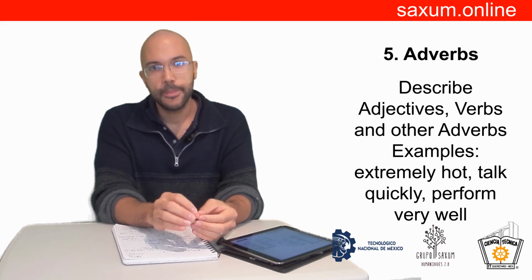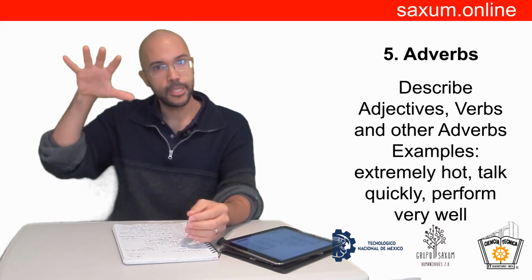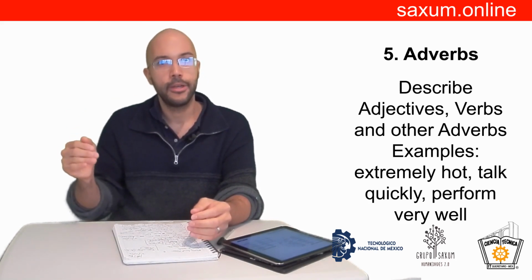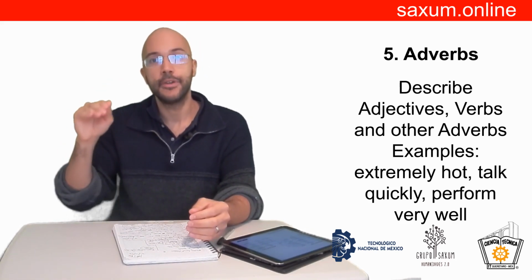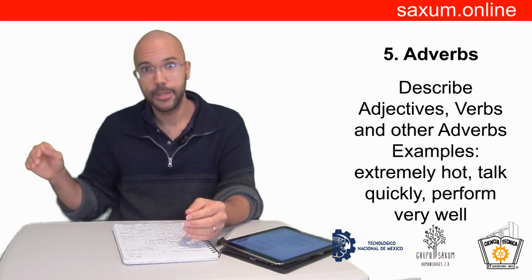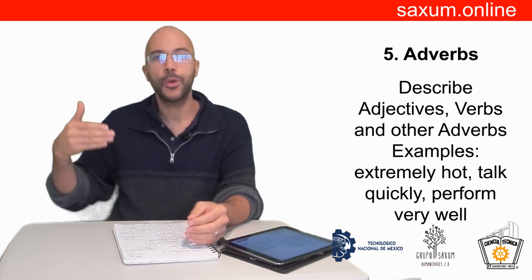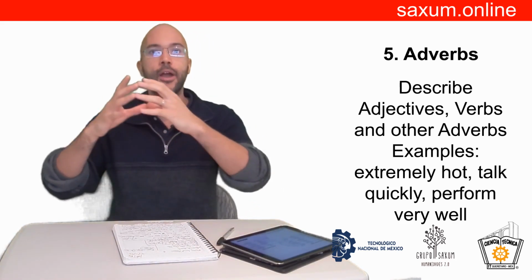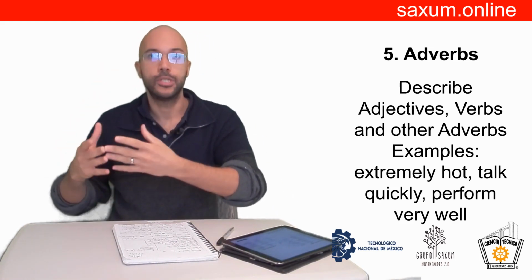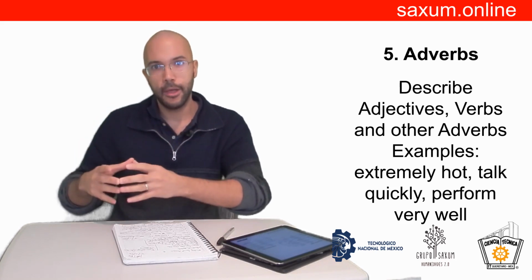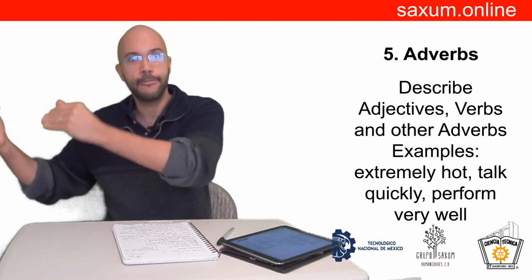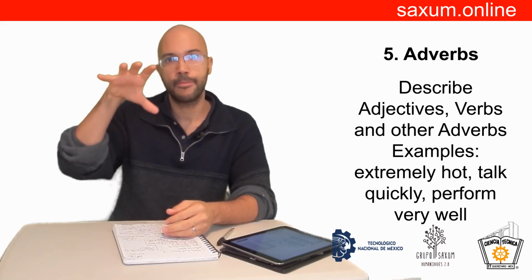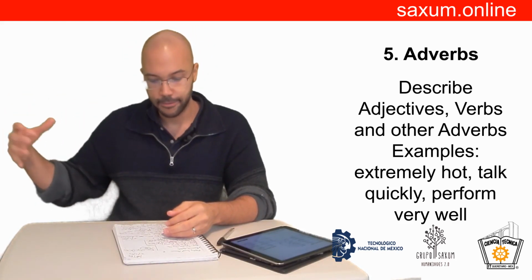But you can also use an adverb to describe this first adverb, well. So you can say, how well? You can say, perform very well. Perform very well. Very, the adverb, describes well, which is an adverb too. Well, in this case, describes the verb perform, okay? And here we see the adverb describing the adverb, which describes the verb, okay?